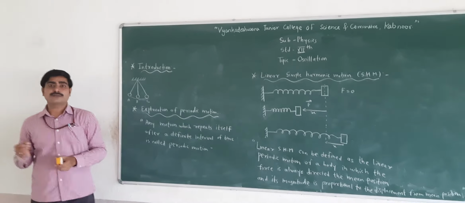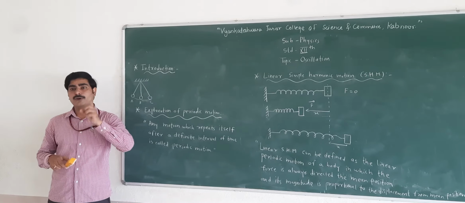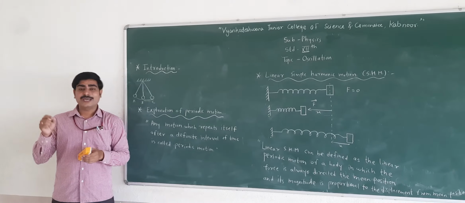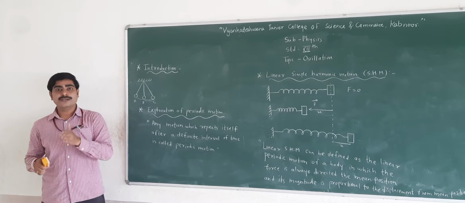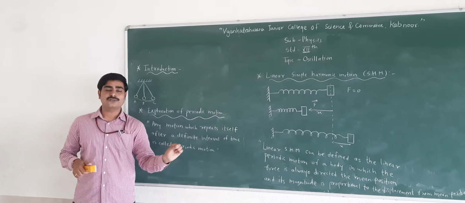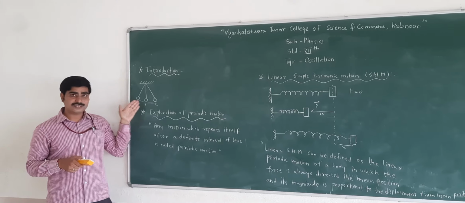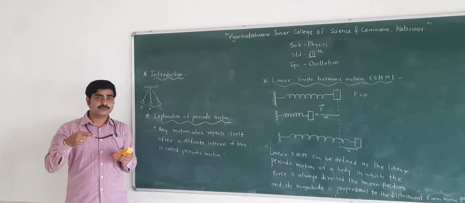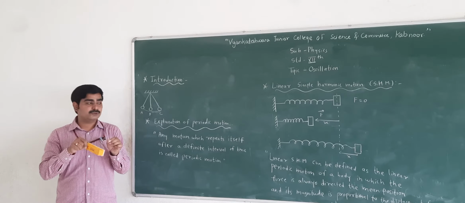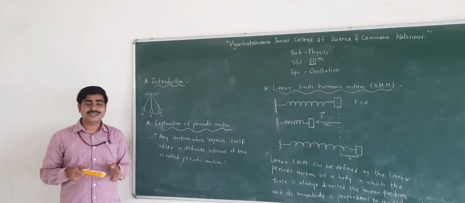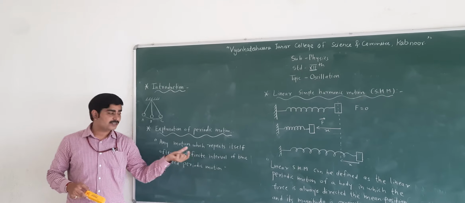Again, in the topic rotational dynamics, we have studied circular motion. Circular motion is also periodic motion. Friends, remember, every oscillatory motion is periodic, but every periodic motion is not oscillatory. When we say oscillatory motion, it follows the same path. But circular motion is periodic, though it is not oscillatory because it is not about its mean position. So remember that every oscillatory motion is periodic, but every periodic motion is not oscillatory.